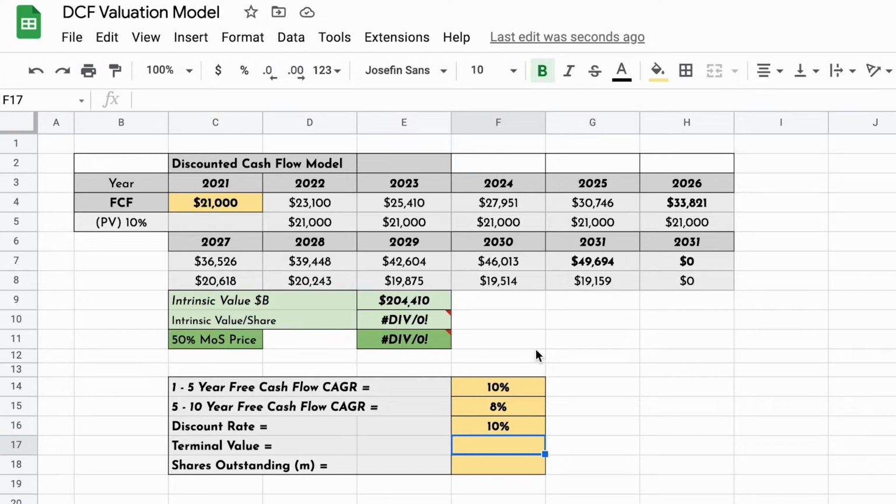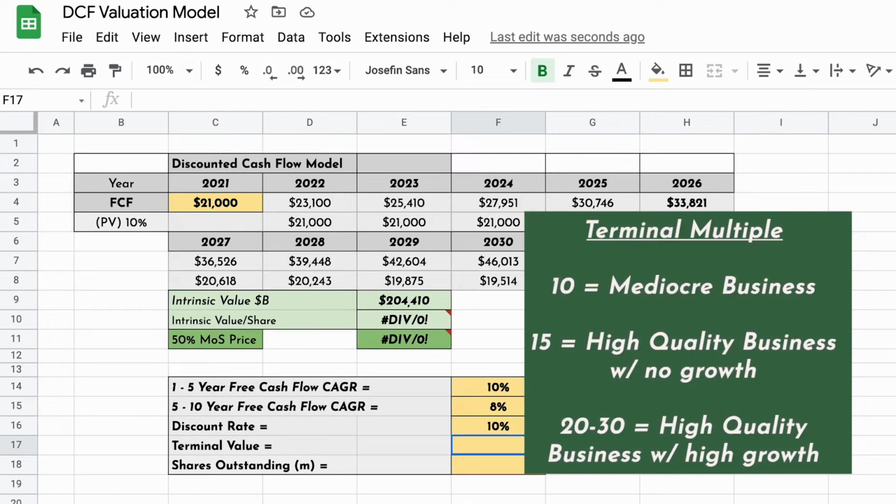I try to estimate a fair multiple based on the quality of the business. So I use a multiple of 5 to 10 for mediocre low quality businesses. I use a multiple of 15 for high quality businesses with little to no growth.